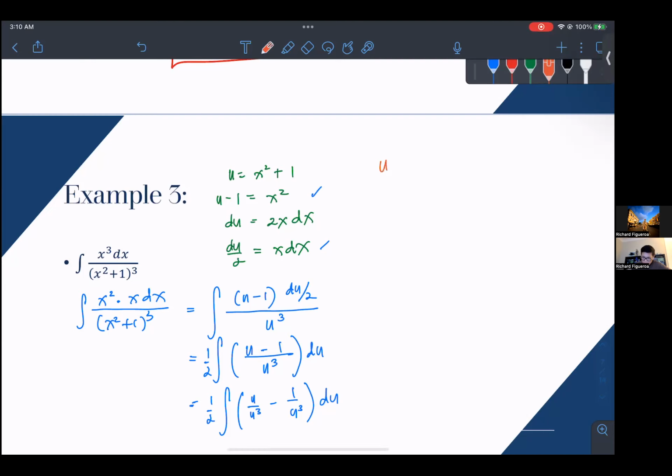If we let u be equivalent to (x squared plus 1) raised to 3, how will you get u? We need to find the cube root. So this would become the cube root of u equals x squared plus 1. So it makes things complicated, and we don't want to do that.